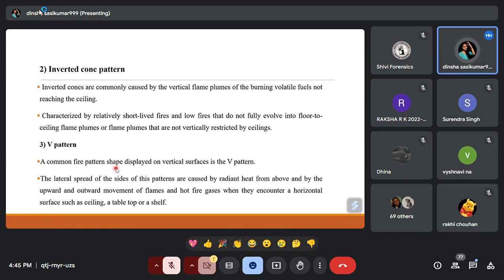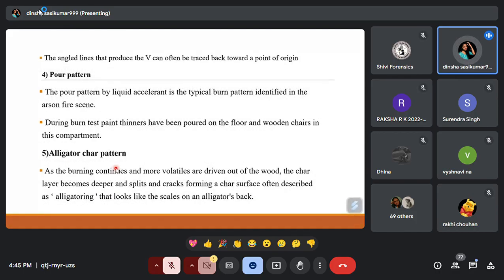The lateral spread of the sides of these patterns is caused by radiant heat from above and by the upward and outward movement of flames and hot fire gases when they encounter a horizontal surface such as a ceiling, a tabletop, or a shelf. So these kinds of patterns can be commonly seen in arson scenes. The angled lines that produce the V can often be traced back toward the point of origin. Their apex indicates the point of origin.